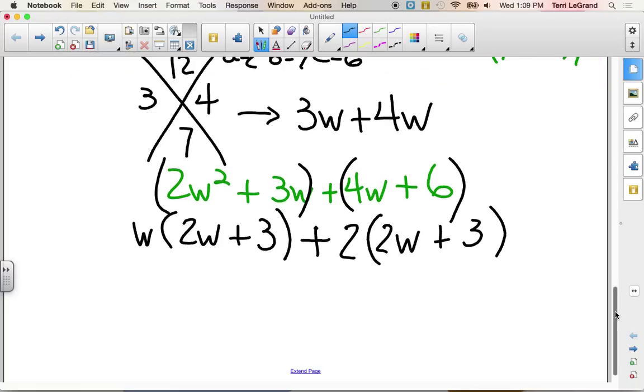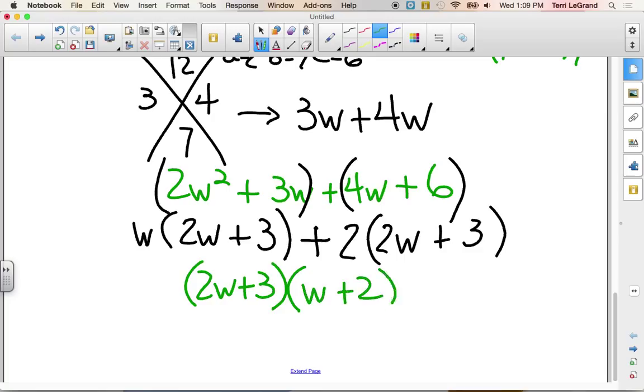Well, good news, we have two binomial factors that match each other. That's always a good thing. So now we say the GCF is 2W plus 3, that's one of my factors. And what's the other factor? W plus 2. Isn't that looking pretty good?